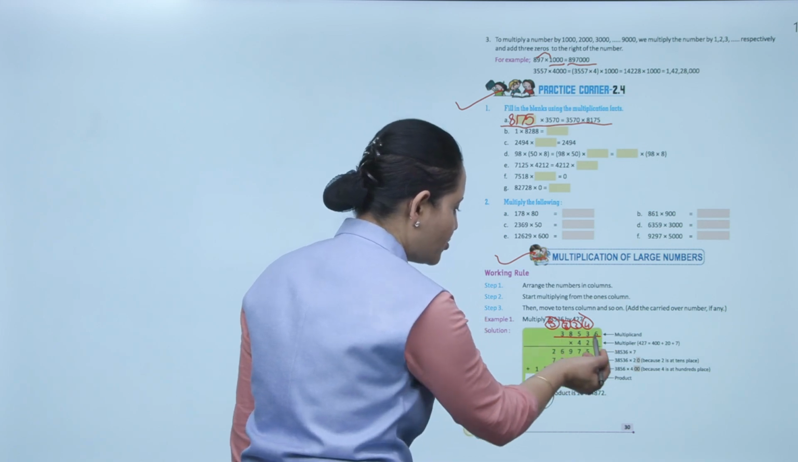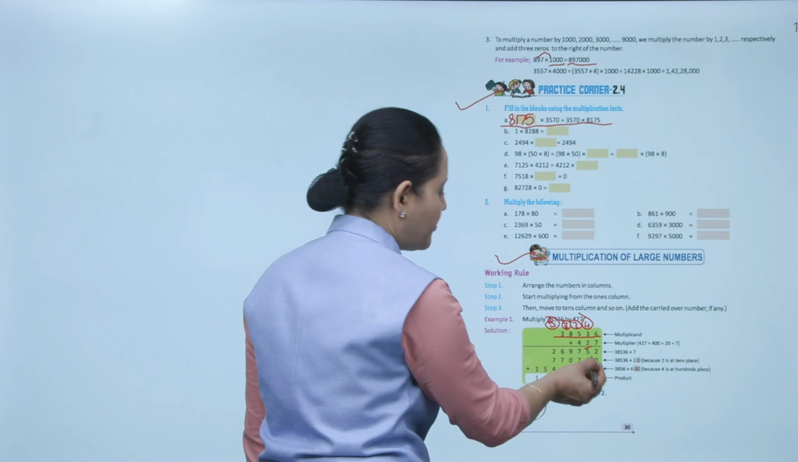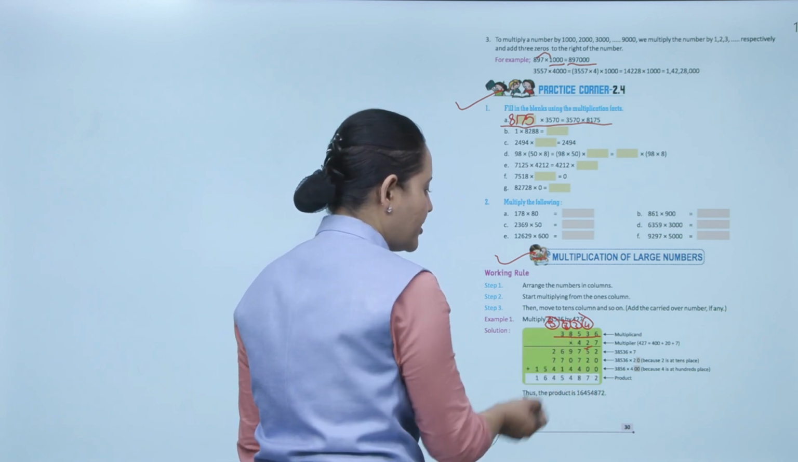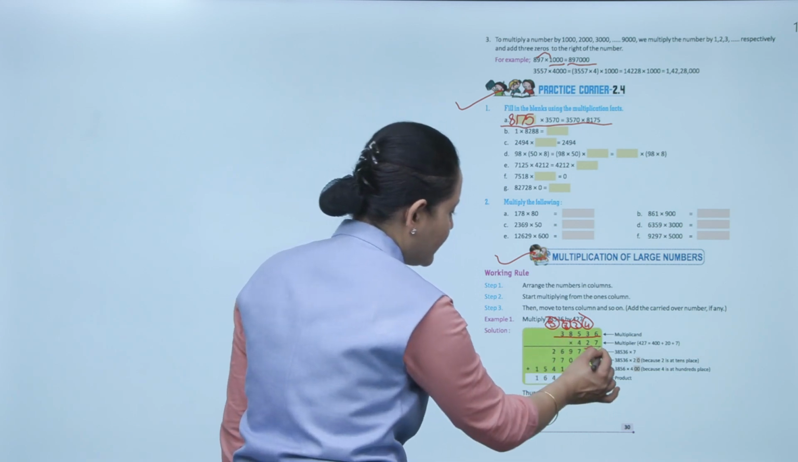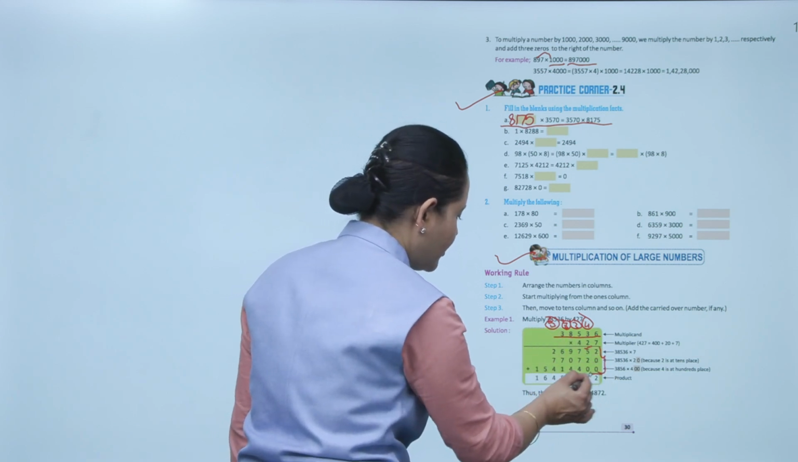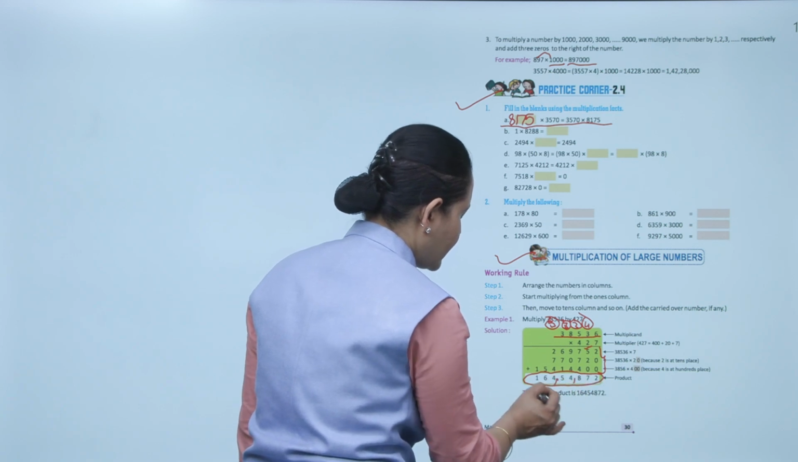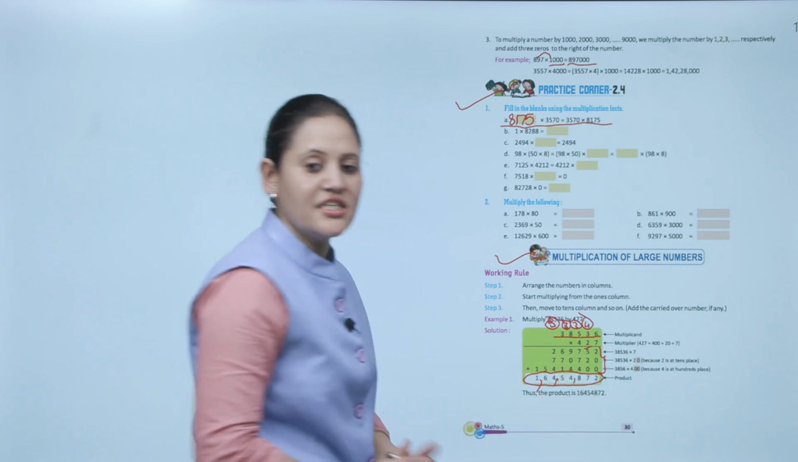Next we have to multiply by 2. ऐसे ही हम सारे numbers को 2 से multiply करेंगे. Start from ones. 2 is at tens position, so we'll put 1 zero here and start multiplying. Then we'll multiply by 4. 4 is at hundreds position, so we'll put 2 zeros here and then add these three numbers, we'll get the product. That is 1,64,54,872.